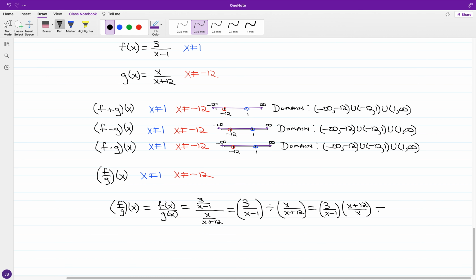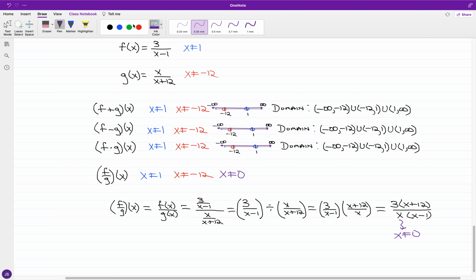And guess what? We have a role reversal. x plus 12 was on the bottom, now it's at the top, and x is in the reverse situation. Just leaving it in factored form, you have 3 times the quantity x plus 12, over the new denominator x times the quantity x minus 1. And with x now in the denominator, x cannot be 0, so this is going to be our new restriction.